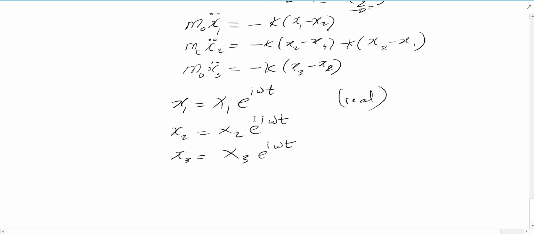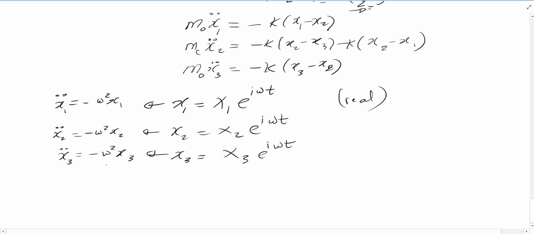So if I take the second derivative of this expression, it's very easy to see that x1 double dot is going to be minus omega squared x1. And if I take the derivative of this one twice, the first time we put an i omega, the second time another i omega, so it's going to be minus omega squared x2. And finally x3 double dot is equal to minus omega squared x3. So basically the problem becomes an algebraic problem instead of a differential equation problem.